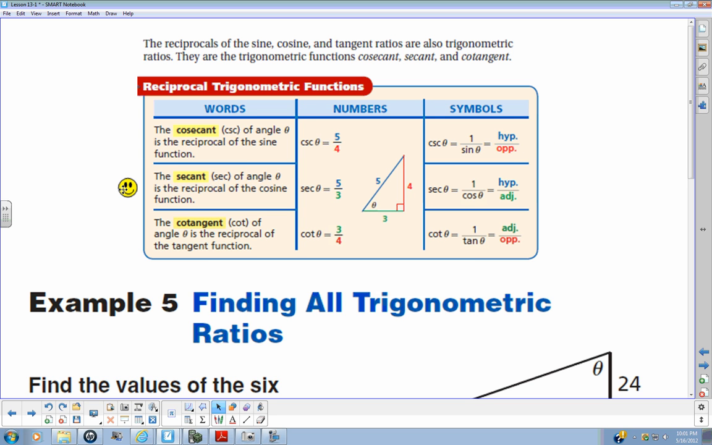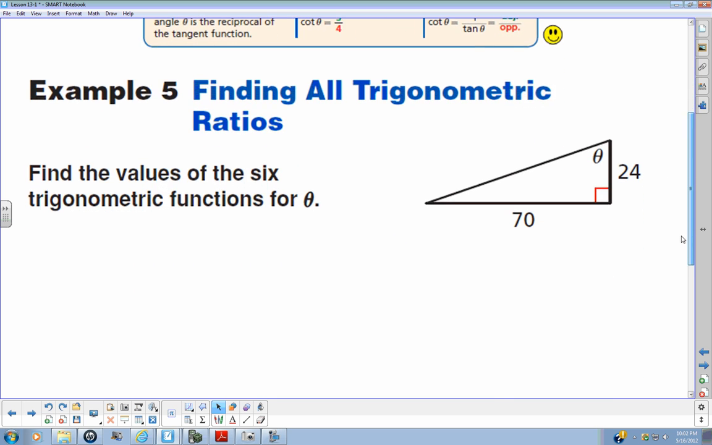Secant, abbreviated SEC, is the reciprocal of cosine. So cosine was adjacent over hypotenuse, so secant would be hypotenuse over adjacent. And cotangent, abbreviated COT, is the reciprocal of tangent. So since tangent was opposite over adjacent, cotangent would be adjacent over opposite. The easiest way to do these three is to set them up so that when I write them out, I'll always put sine and cosecant horizontal with each other, secant and cosine, and tangent and cotangent.